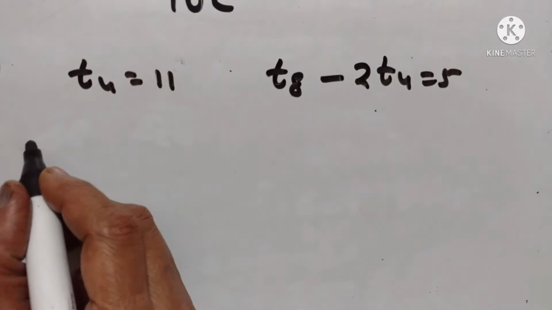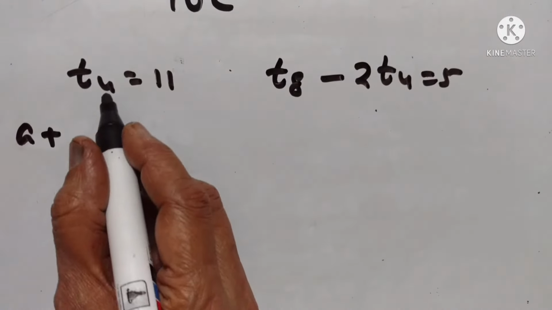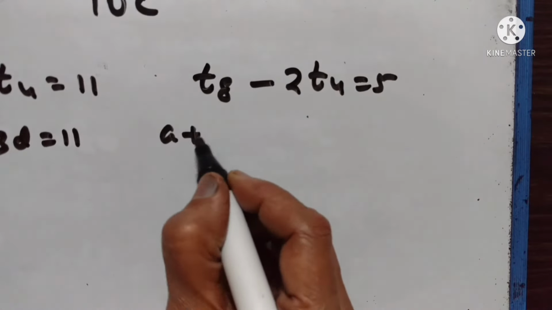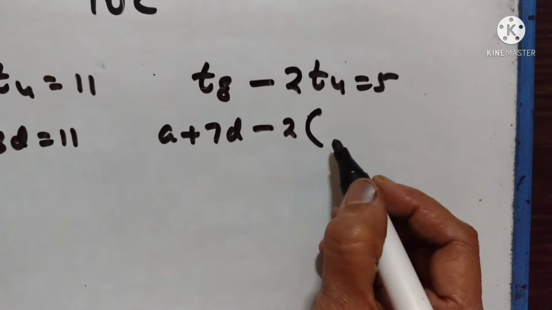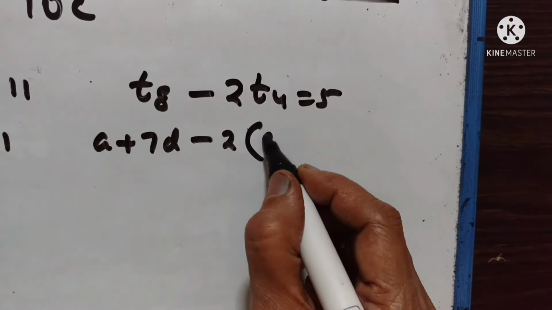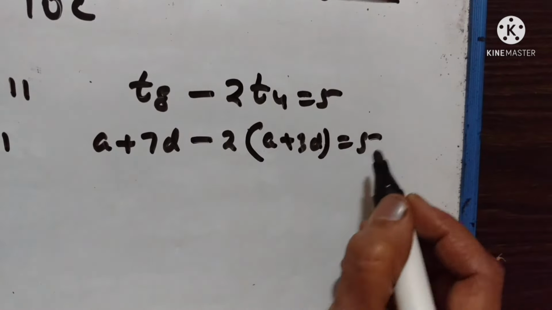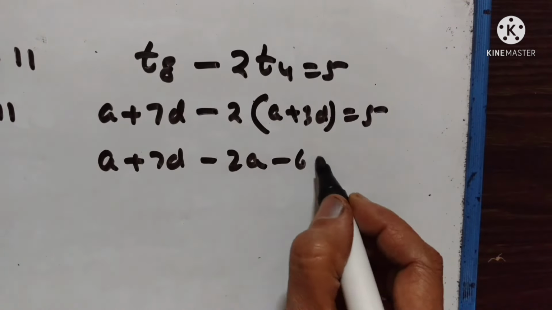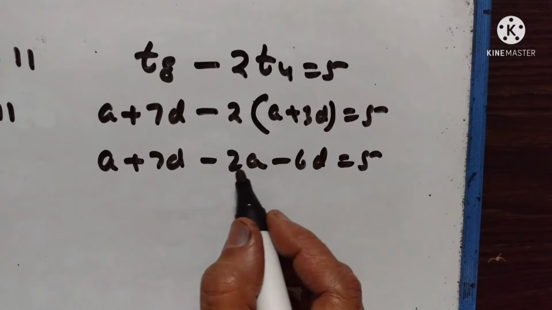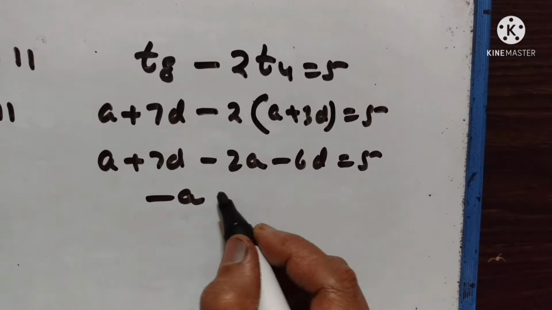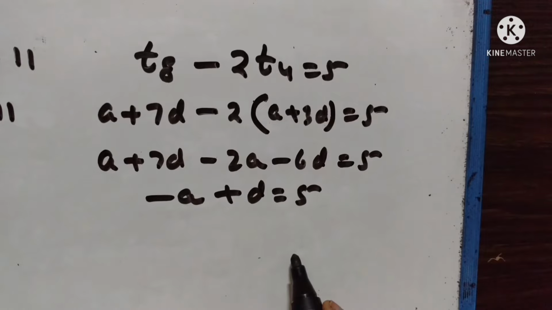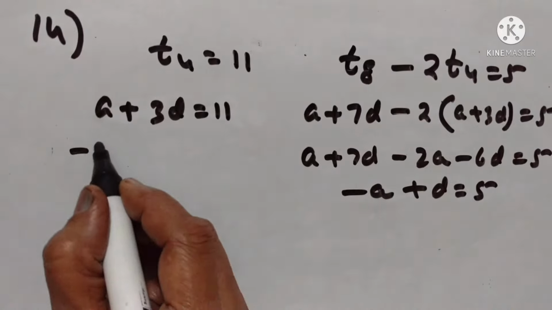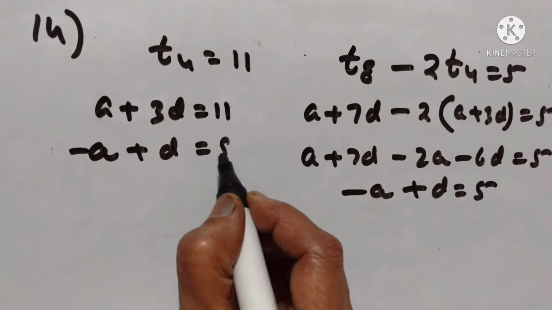T4 is equal to 11 means what? T4 is A plus n minus 1 D, so A plus 3D is equal to 11. This is T8: A plus 7D minus 2 into T4, which is A plus 3D, is equal to 5. A plus 7D minus 2A minus 6D is equal to 5. A minus 2A is equal to minus A. 7D minus 6D is equal to plus D is equal to 5. Minus A plus D is equal to 5.